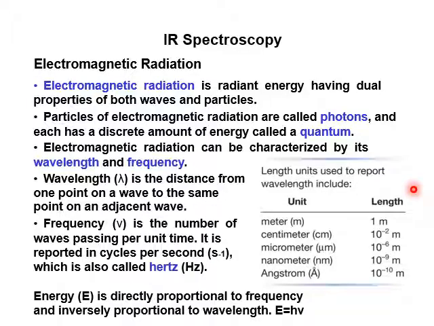Electromagnetic radiation is radiant energy having the properties of both waves and particles. Particles of electromagnetic radiation are called photons, and each has a discrete amount of energy called a quantum. Electromagnetic radiation can be characterized by its wavelength and frequency. Wavelength is the distance from one point on a wave to the same point on the adjacent wave. Frequency is the number of waves passing per unit time. It's reported in cycles per second, which is also called hertz. Energy of the electromagnetic radiation is directly proportional to frequency and inversely proportional to wavelength.